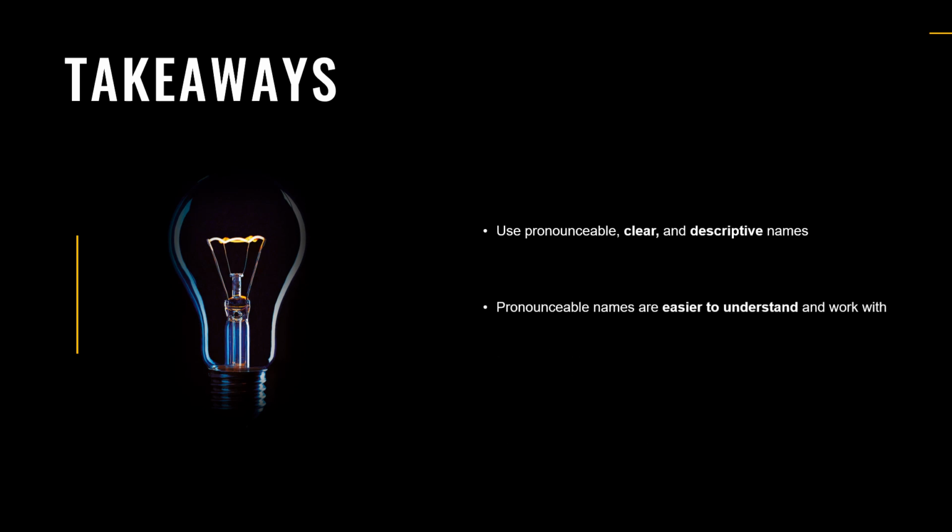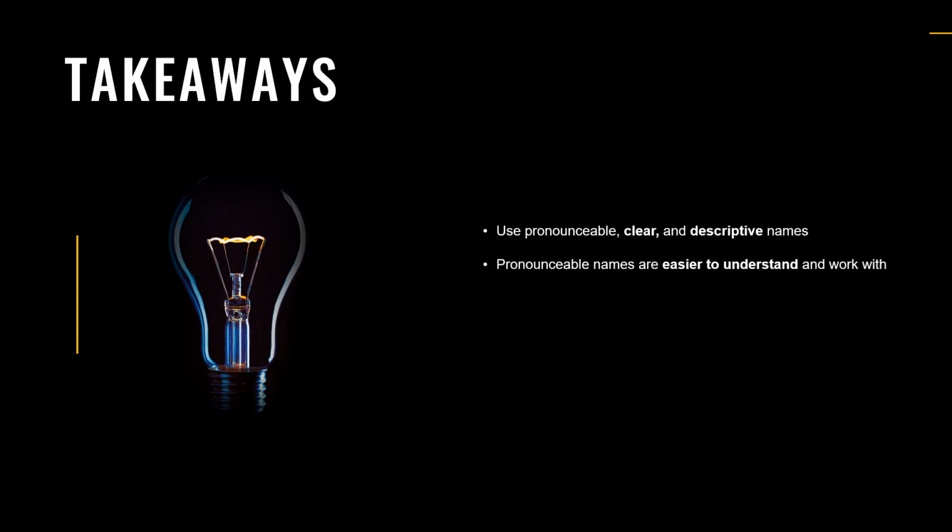Now let's get to the takeaways. Here's what you should remember from the last module and apply in practice to write better code. Using pronounceable, clear, and descriptive names in code is important for improving its readability and maintainability. Pronounceable names make it easier to understand and work with the code.